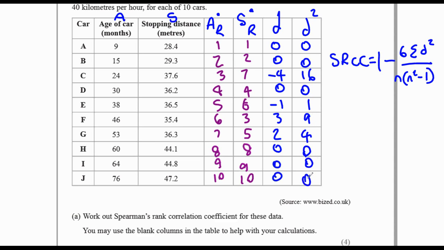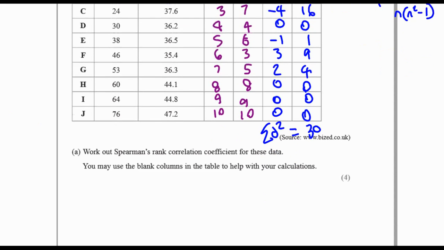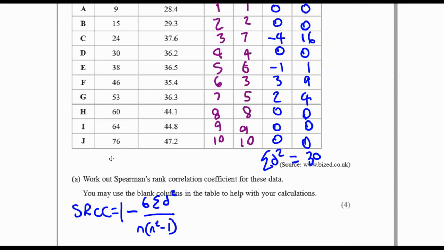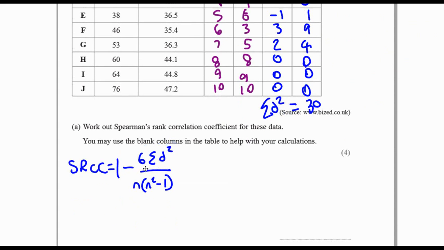And we don't have that many numbers, but when we do add those up, it's the sum of d squared. So it's 16, add 1 is 17, add 9 is going to be 26, add 4 is going to be 30. So let's drag our formula down and let's put our numbers in.